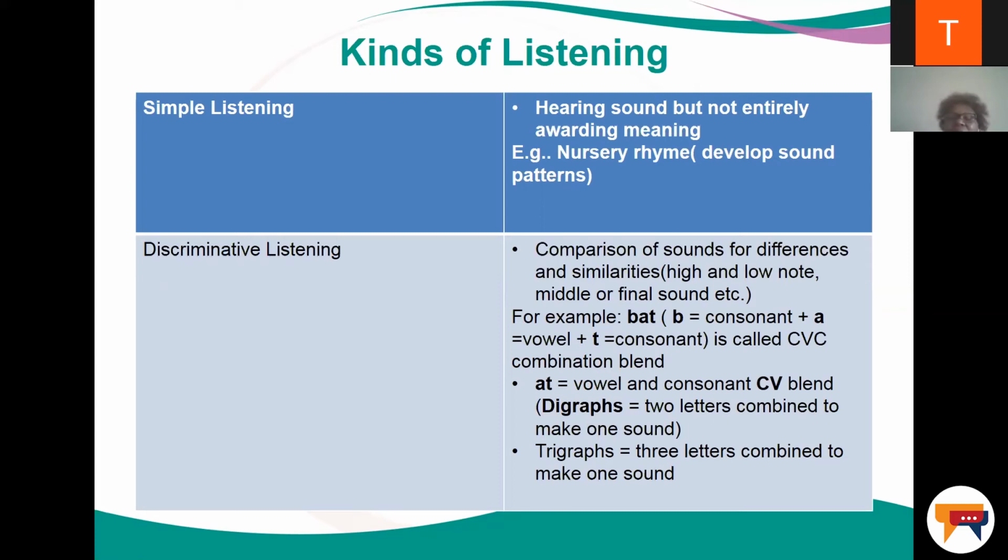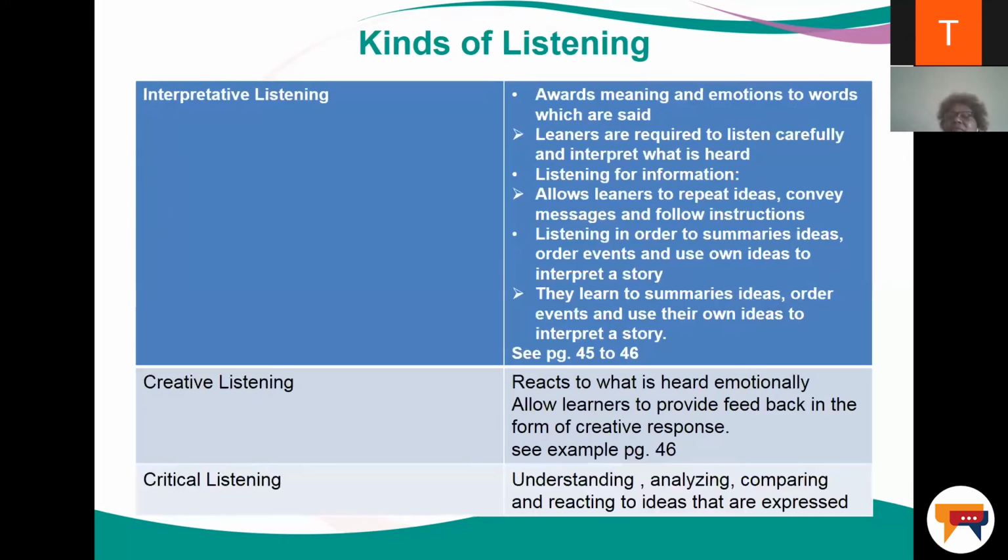And, for example, vowels and consonants there, you read about that in your book, trigraphs, where 3 letters are combined to make one sound. Interpretative listening, you award meaning and emotion to the words. Learners are required to listen carefully and interpret what is said. Listen for information, allow learners to repeat ideas.